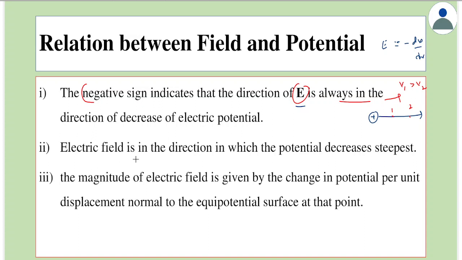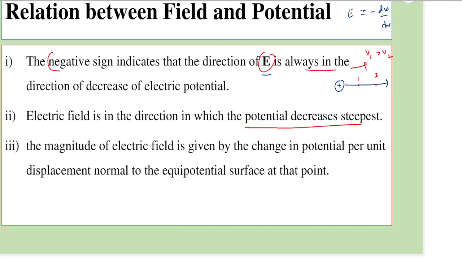The second point is that the electric field is in the direction in which the potential decreases steepest. To understand this, see mathematically this form, E is equal to minus of dV by dr. This itself is called a gradient, a potential gradient in this case. Now this means that the change occurs along the steepest path.